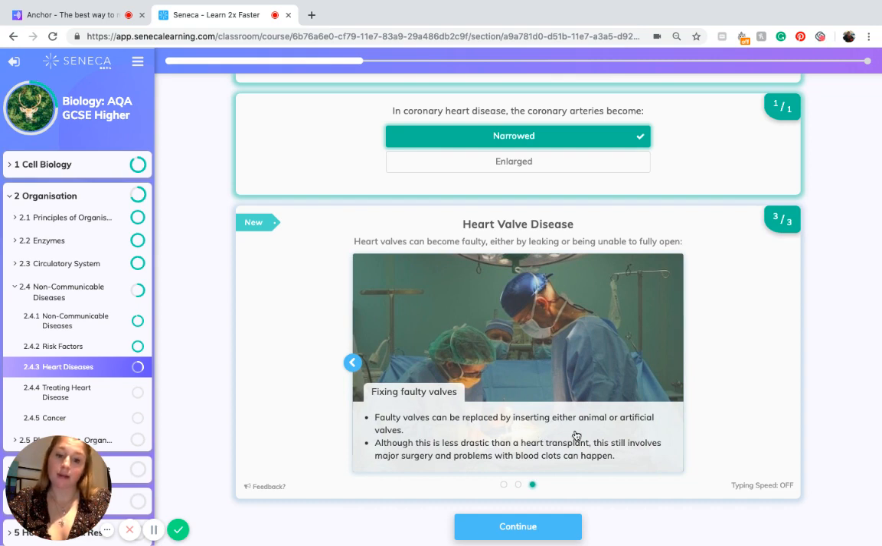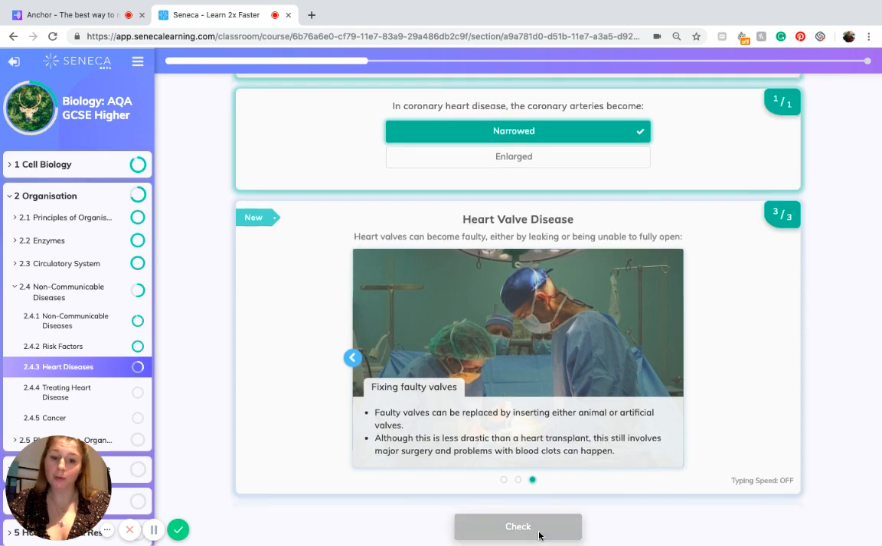Faulty valves can be replaced by inserting either animal or artificial valves. Although this is less drastic than a heart transplant, this still involves major surgery, and problems with blood clots can happen.